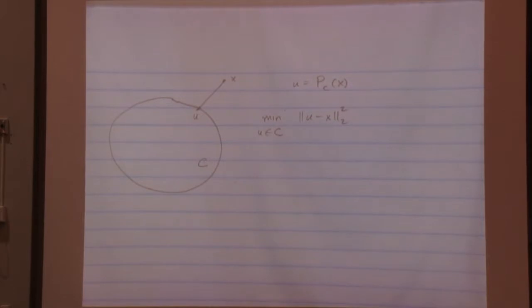So first of all, let me ask you guys a question. Is U unique? Is there only one point that's closest to x in the set C? I see some no's and some yeses. So the answer is yes. Why does somebody think the answer is yes? C is convex, yeah.